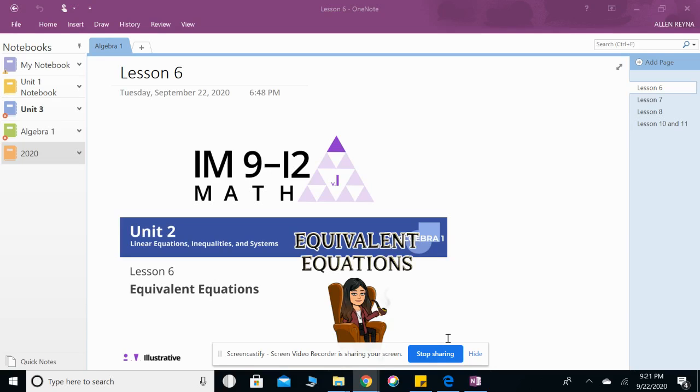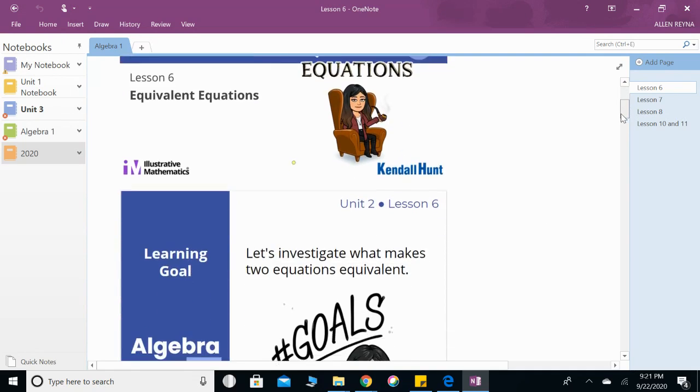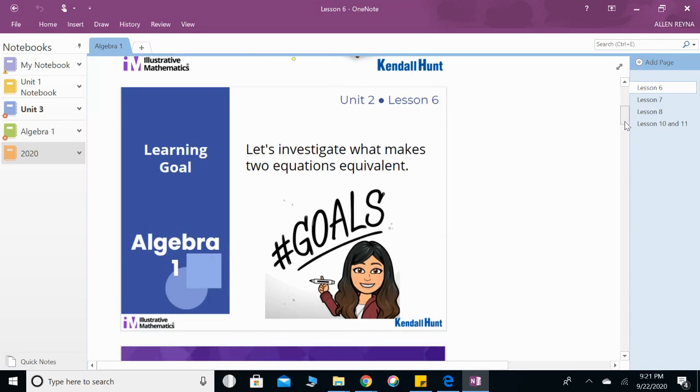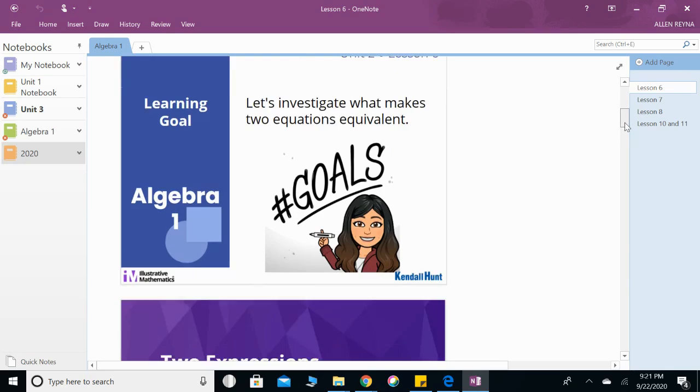Unit 2, Lesson 6, Equivalent Equations. So today's goal is to investigate what makes two equations equivalent.